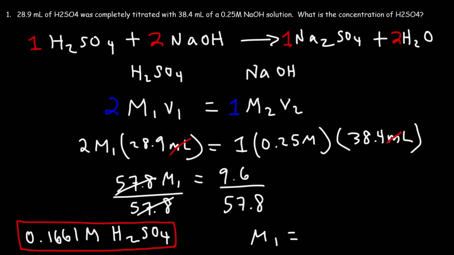So 9.6 divided by 57.8. That will give us the original concentration of H2SO4, which is 0.1661. So those are the 2 ways in which you can solve this particular problem.